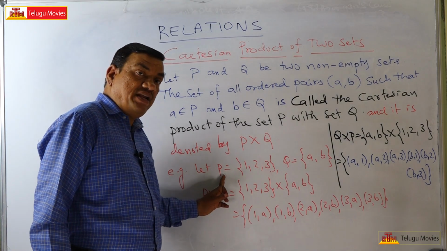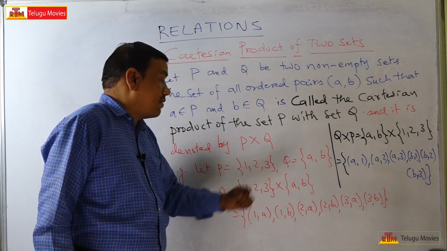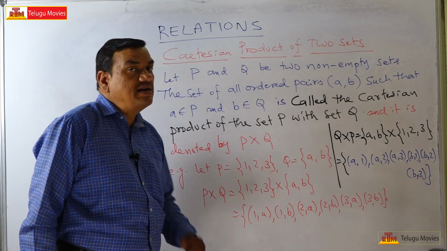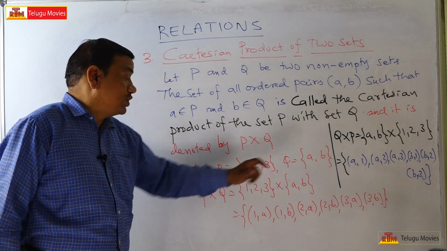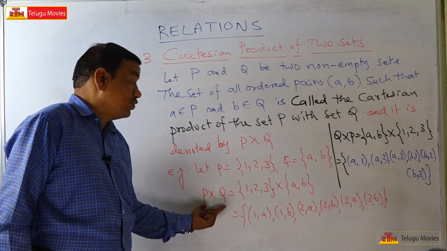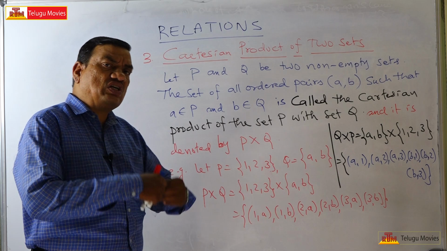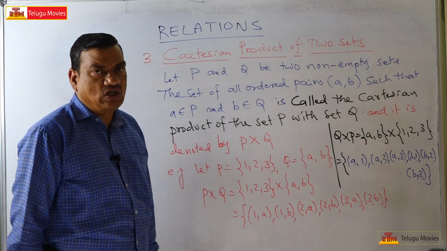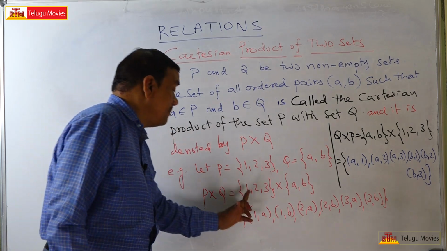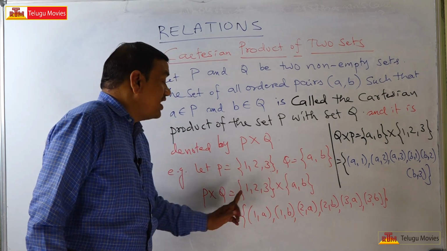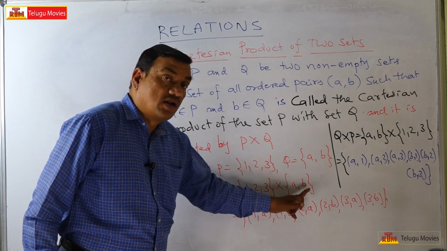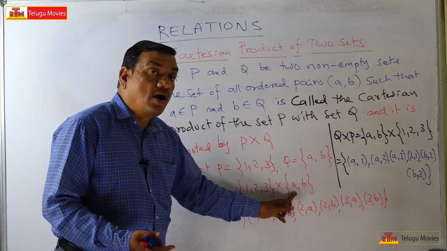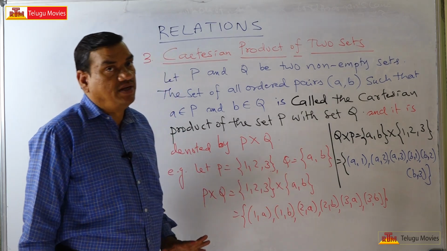Let the set P contain the elements 1, 2, 3 and set Q contain the elements a, b. Then their Cartesian product denoted by P cross Q is given by the set of all possible ordered pairs from P to Q. So here what are the possible ordered pairs? (1, a), next (1, b), next (2, a), next (2, b).